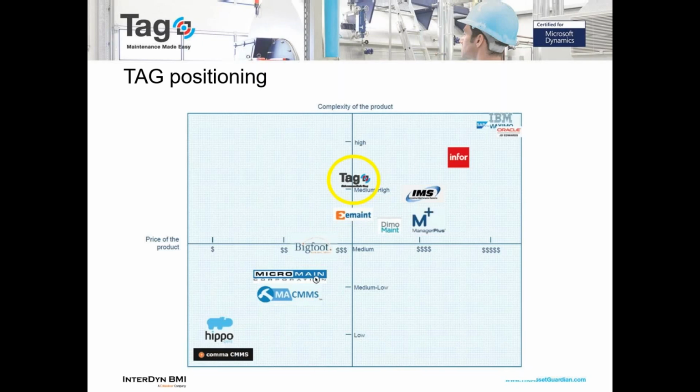TAG is an Asset Guardian solution. It is a maintenance solution built inside Microsoft Dynamics. And where we've positioned it in terms of price versus complexity or functionality within the product is really to get high value out of the price of what you pay for the Asset Guardian.